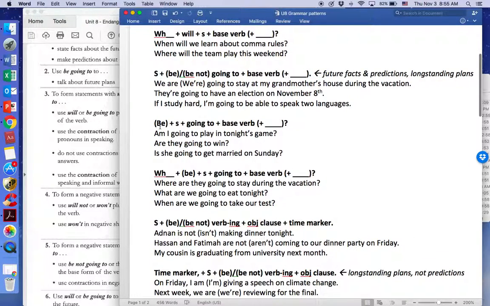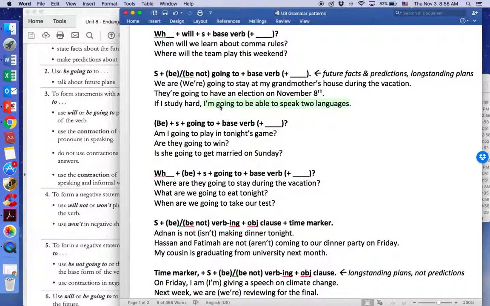Going on to making questions with going to. Basically, we're going to take the be verb and the subject, and switch them around for question order. So our statement order, we are going to stay at my grandmother's house. Our question order would be, are we going to stay at my grandmother's house? Our statement order, they're going to have an election. Question order, change the be verb and the subject. Are they going to have an election? Statement order, I'm going to be able to speak two languages.